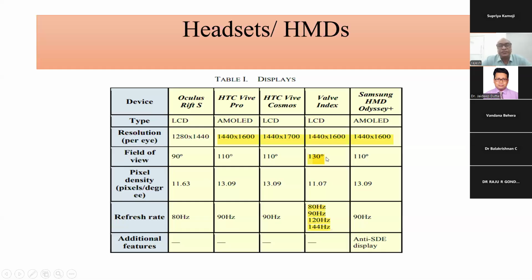So it means if I increase the field of view, I have to compromise the pixel density. If I have to increase the field of view, I have to increase the display size also. That kind of relationships may also be there.